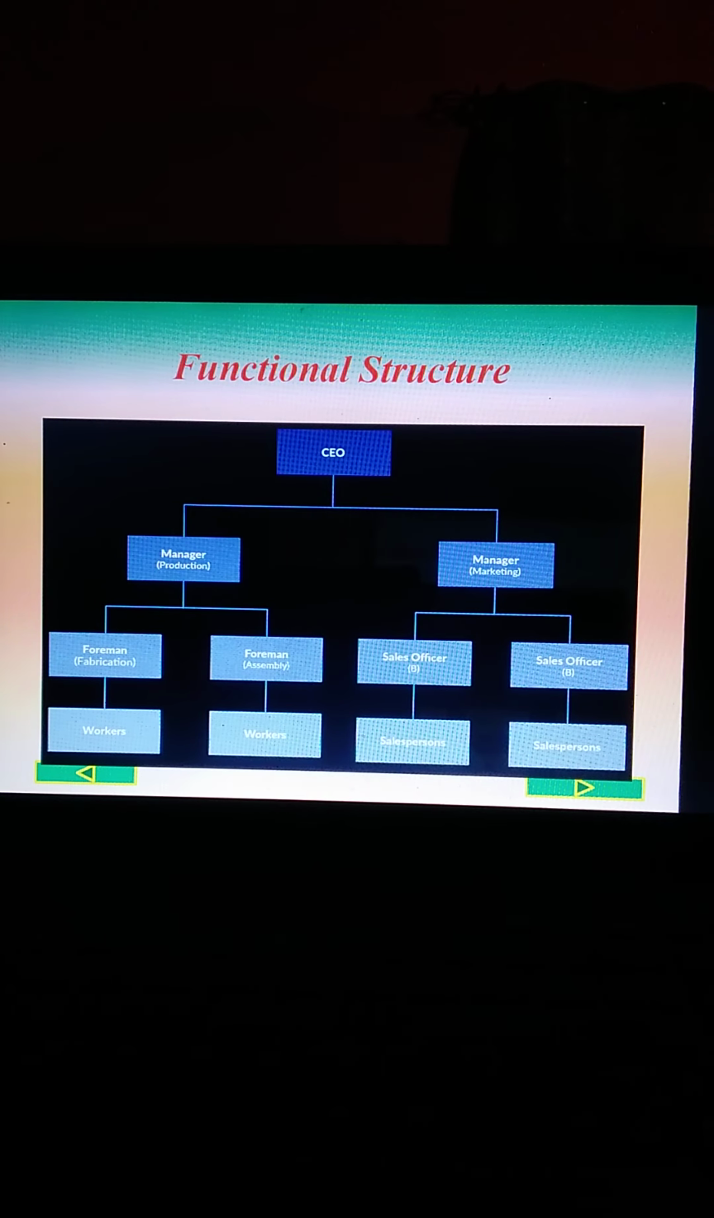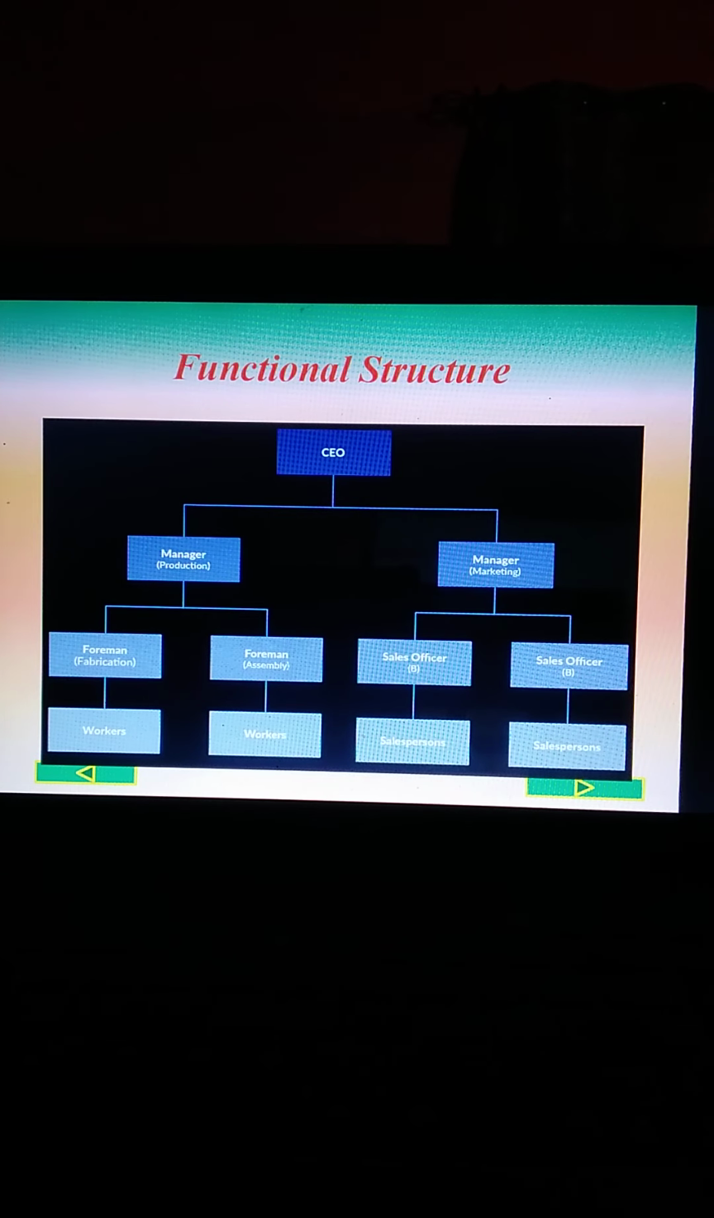Now, this is an example of the functional structure. Remember, we speak about who do you answer to? So when you look at the top, you're seeing the CEO. What does CEO mean? Chief Executive Officer. Now, that's your homework for you to do further research on that.